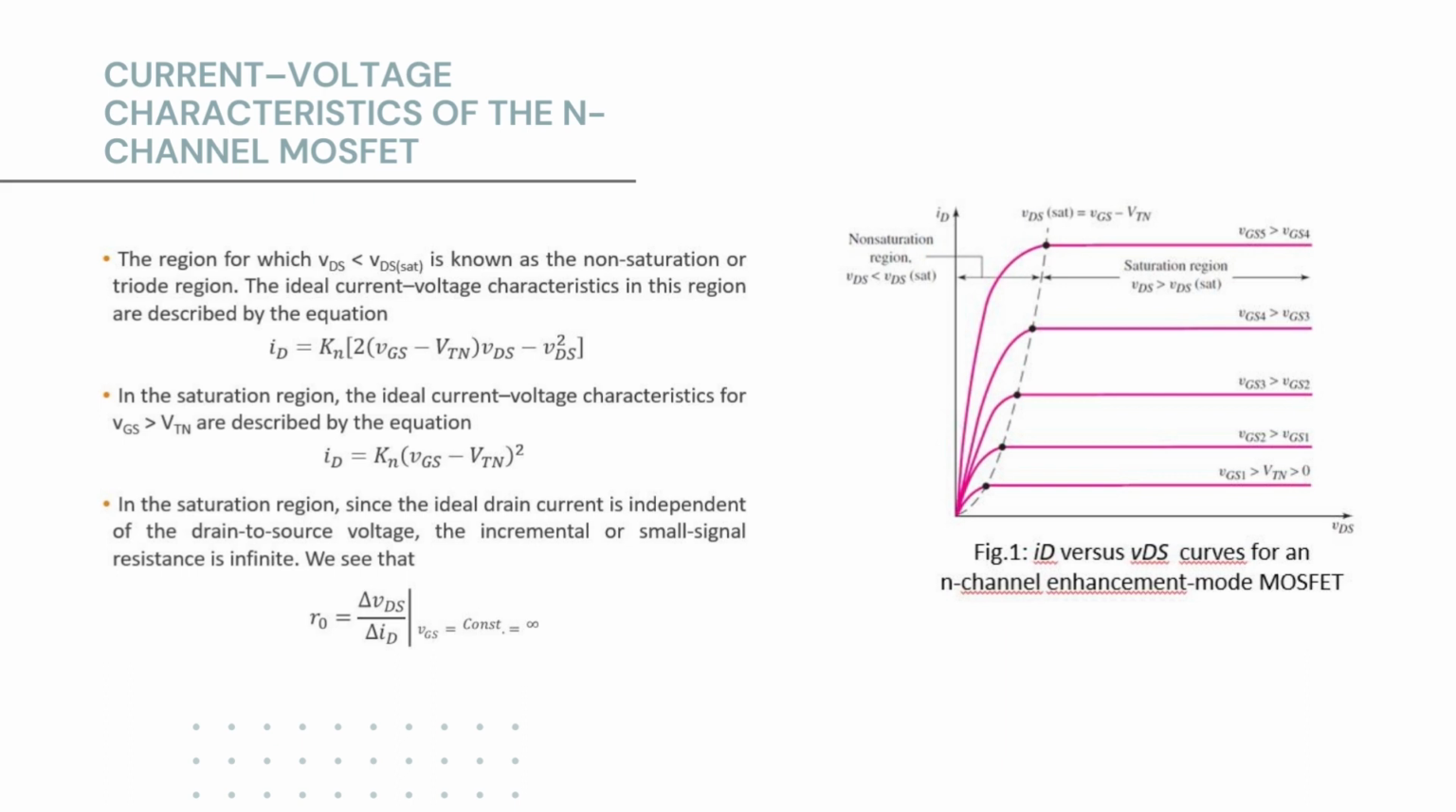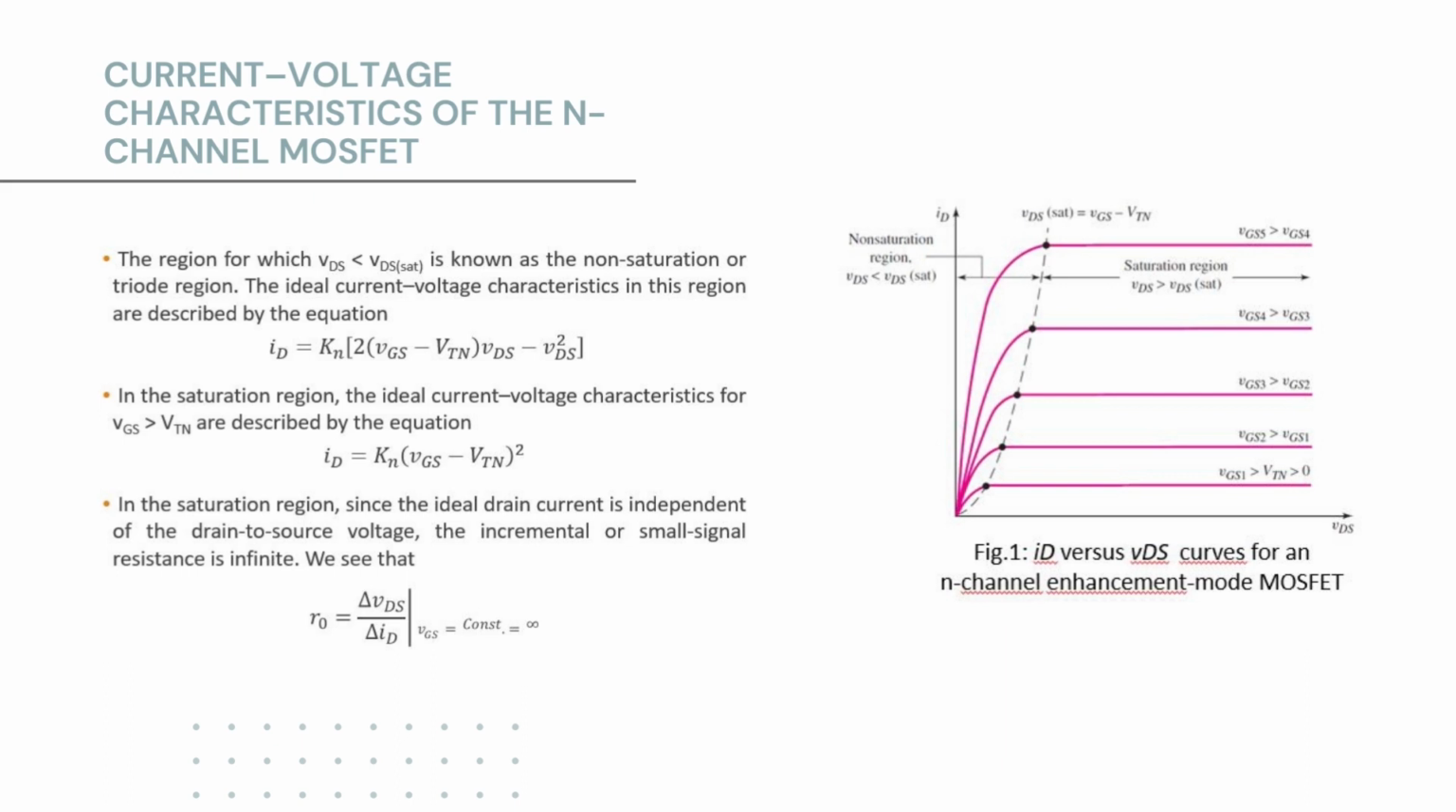Here in the equation we can see there is no term for VDS, while ID is dependent upon the saturation voltage, that is (VGS minus VTH) whole square, or (VGS minus VTN) whole square. We generally represent threshold voltage as VTN or VTH; we can use either of the two terms. So in the saturation region, ID is equal to Kn (VGS minus VTN) whole square. It is independent of the drain to source voltage.